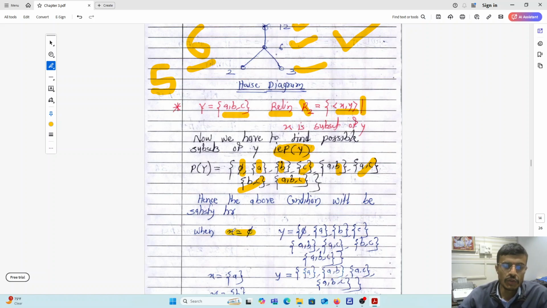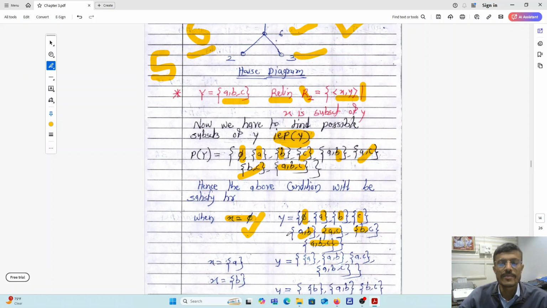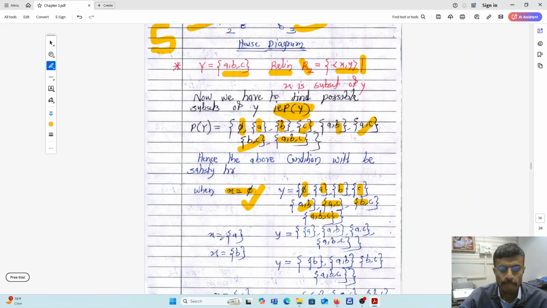So whenever X is equal to phi, absolutely this phi is a subset of every Y. This phi is a subset of A, phi is a subset of B, phi is a subset of C, subset of AB, subset of AC, subset of BC and subset of ABC. Means what? Definitely this node phi will be towards the bottom of all possible supersets. Then next one. Whenever X is equal to A, Y is equal to A, AB, AC and ABC. So these are the possible supersets.